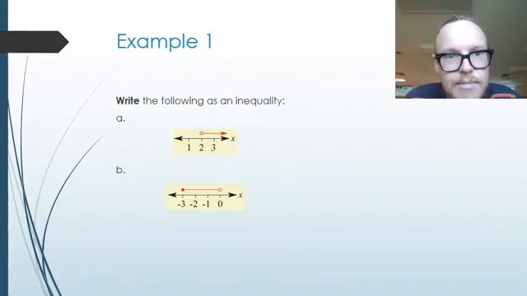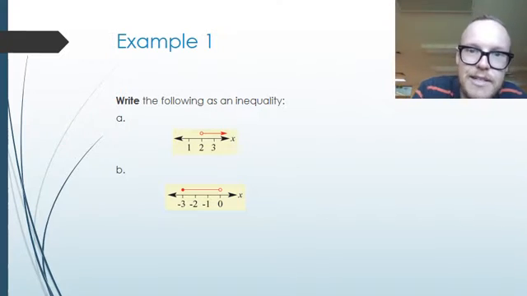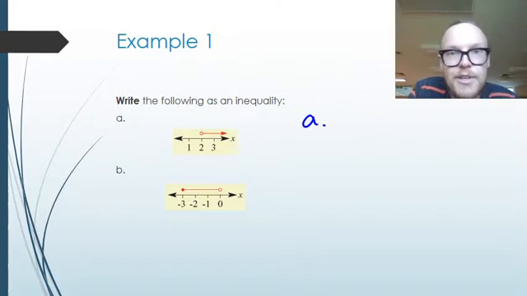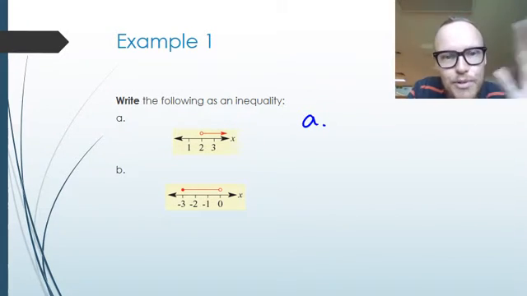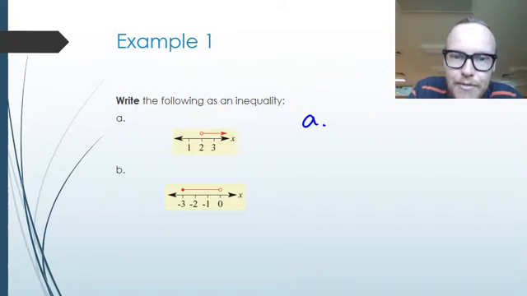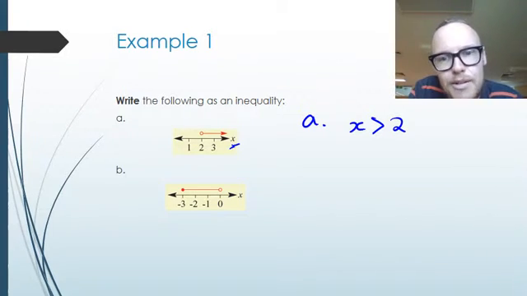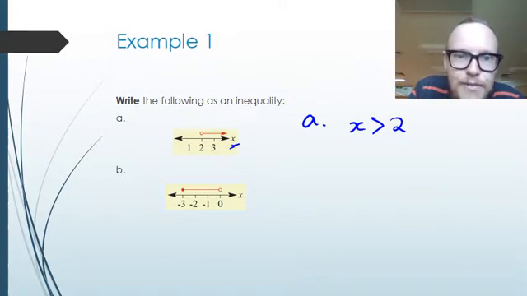So let's have a look at some examples to start with. We're being asked to write the following as an inequality. Looking at a here, we've got a non-filled in circle, so we know that it's not equal to at all. It's our value for x that's shown on the graph. It's going to be greater than because it's moving to the right, but not greater than or equal to, and the value is 2 on our graph. So our graph is showing that x is greater than 2.